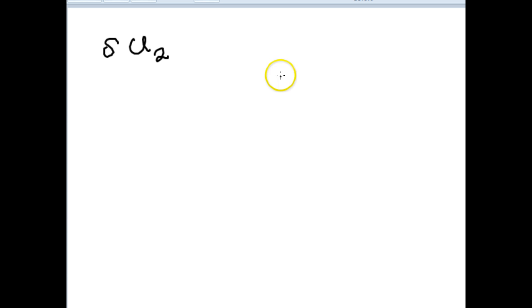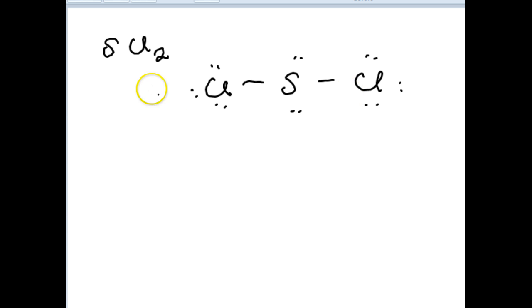SCl2. Now, let me draw the Lewis structure right quick. Put the first atom in the center, dot, dot, dot, dot. Give everybody an octet, right? And then I've got 6 valence electrons on the S, and 7 on the chlorine. There's 2 of those, so 14 plus 6, that's 20 electrons.